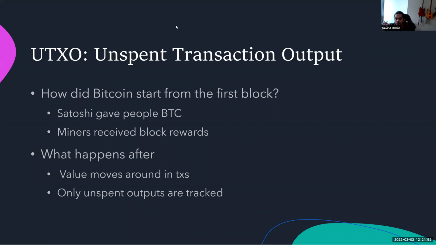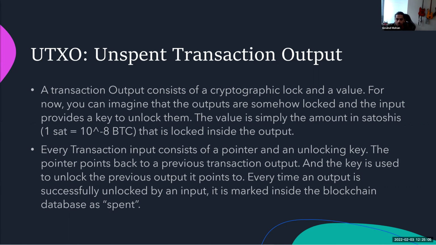Now the way Bitcoin creates this really immutable accounting system is using unspent outputs. So only the unspent outputs are actually tracked. A transaction output consists of a cryptographic lock and value. You can think of it as each time a new Bitcoin is created, every single piece of it that's transferred to someone else is going to be tracked.